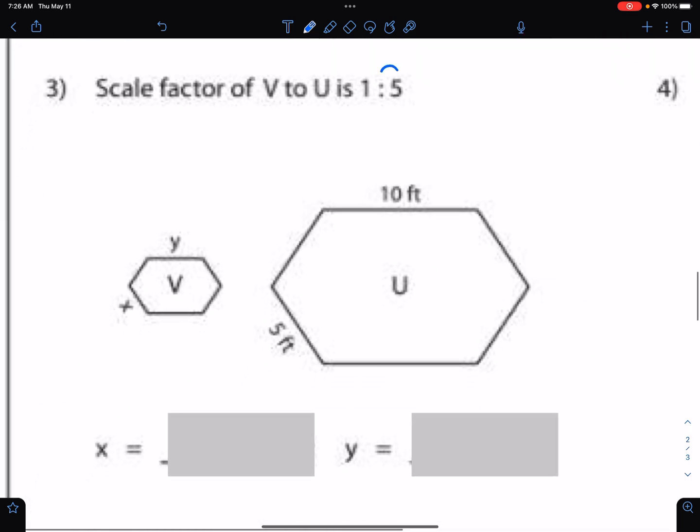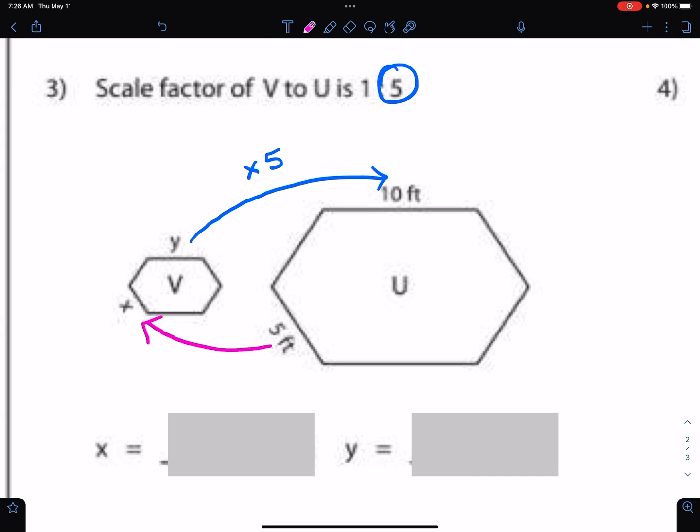The third one, the scale factor is 5. The y is getting larger, so that would be times 5. And the x is getting smaller, so it would be times 1/5 or divided by 5. So x is 5 times 1/5 equals 1. Y is y times 1, or 5 over 1.